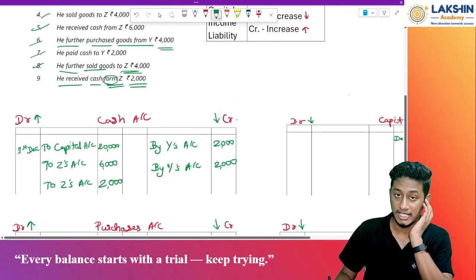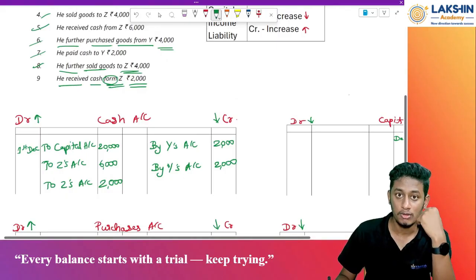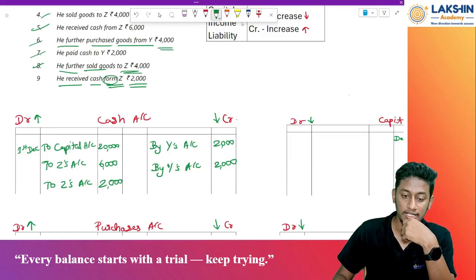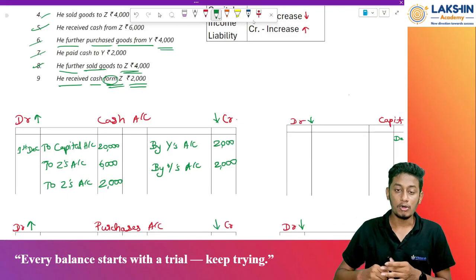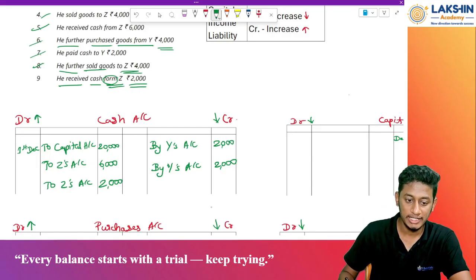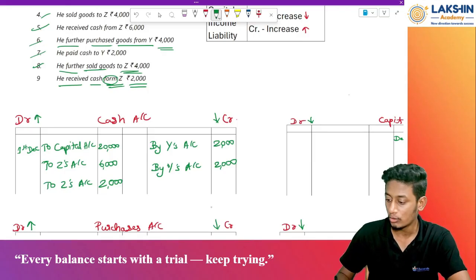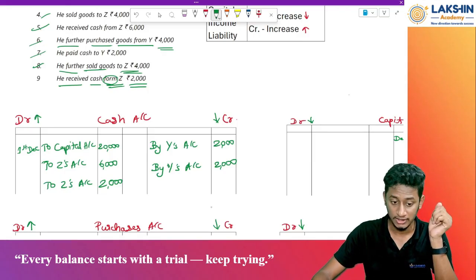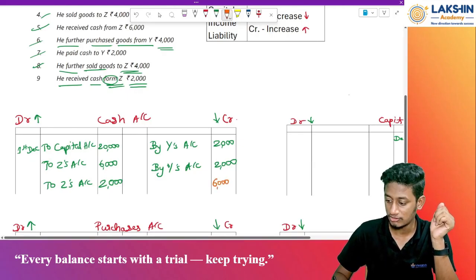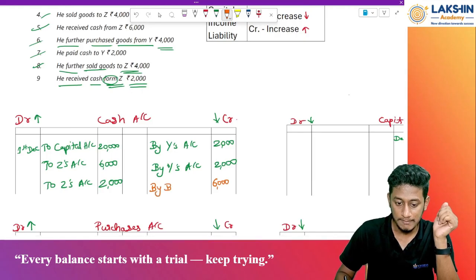Now the next step is to close the ledger books. Now how to do it? We need to balance the books. How to balance the books? Add all the entries on the debit side, add all the entries on the credit side, and look where the balance comes up. So 2,000 plus 6,000 plus 2,000 minus 2,000, that would be rupees 6,000. This will be called By balance carried down.